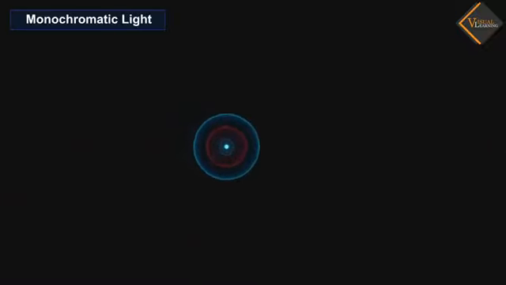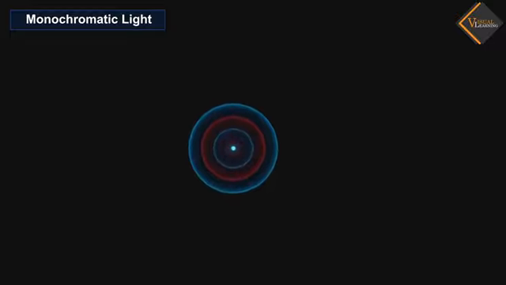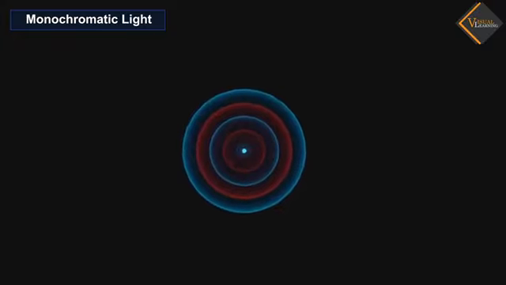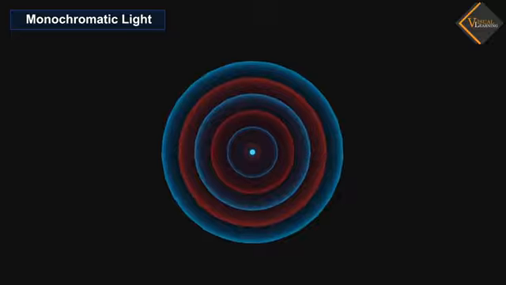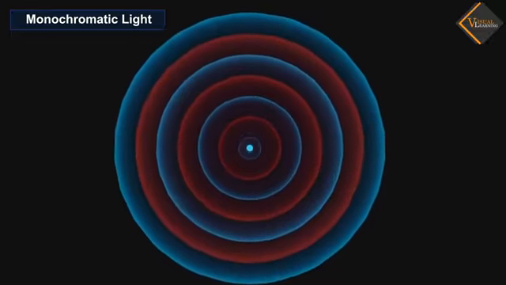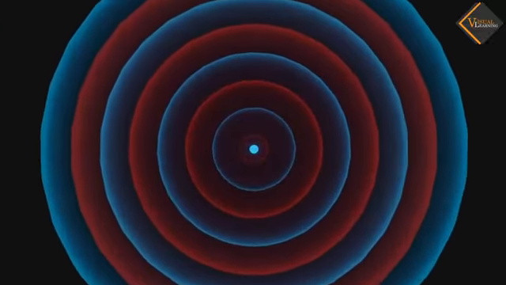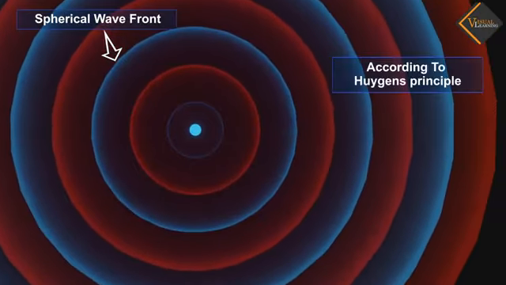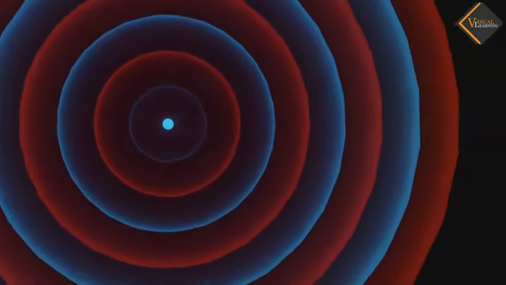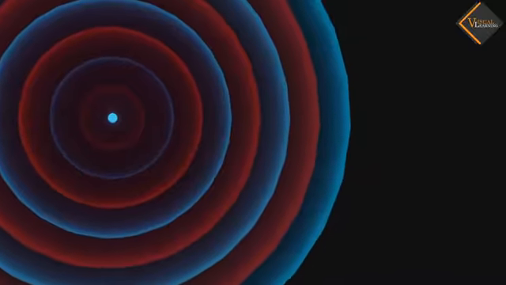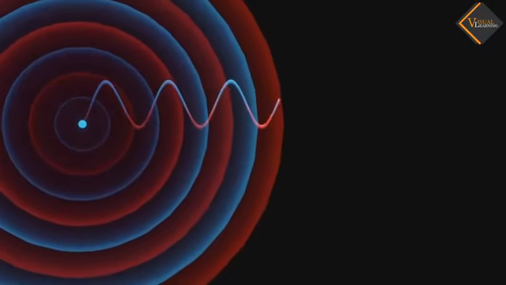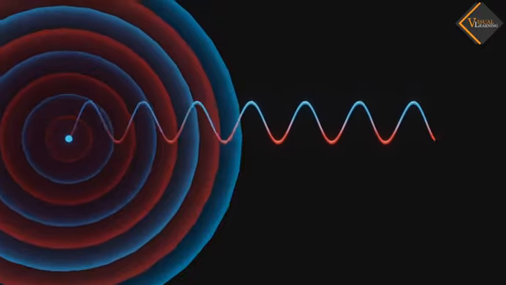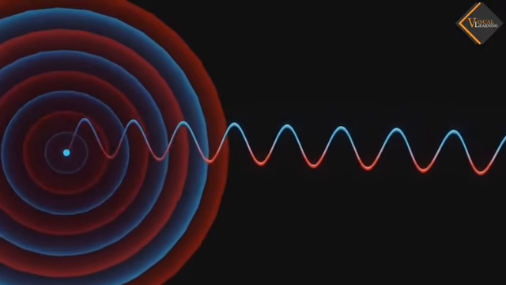The animation in this video illustrates how a monochromatic light source emits light waves. Monochromatic light sources emit single-color light. These light waves are emitted in the form of spherical wave fronts. In general, light waves are represented as sine waves. But in 3 dimensions, they travel in the form of spherical wave fronts.